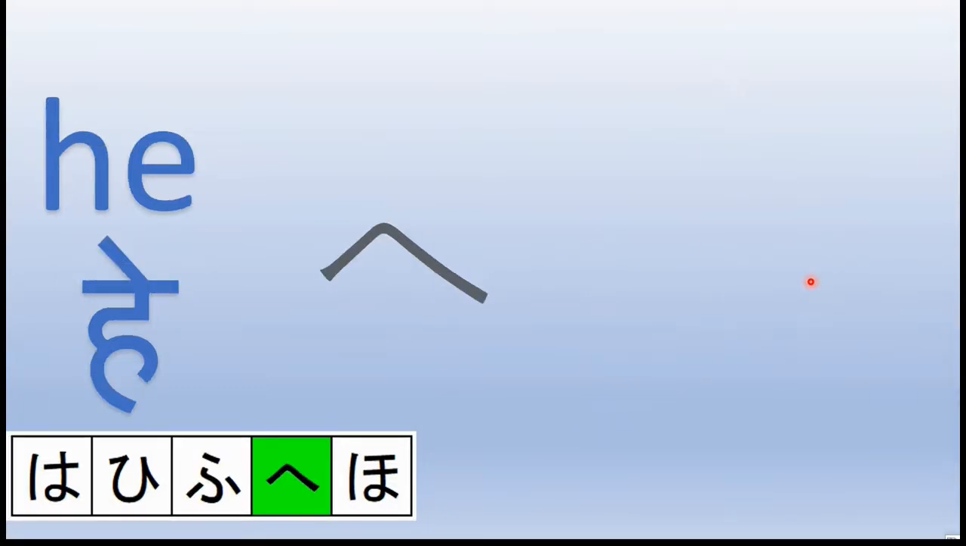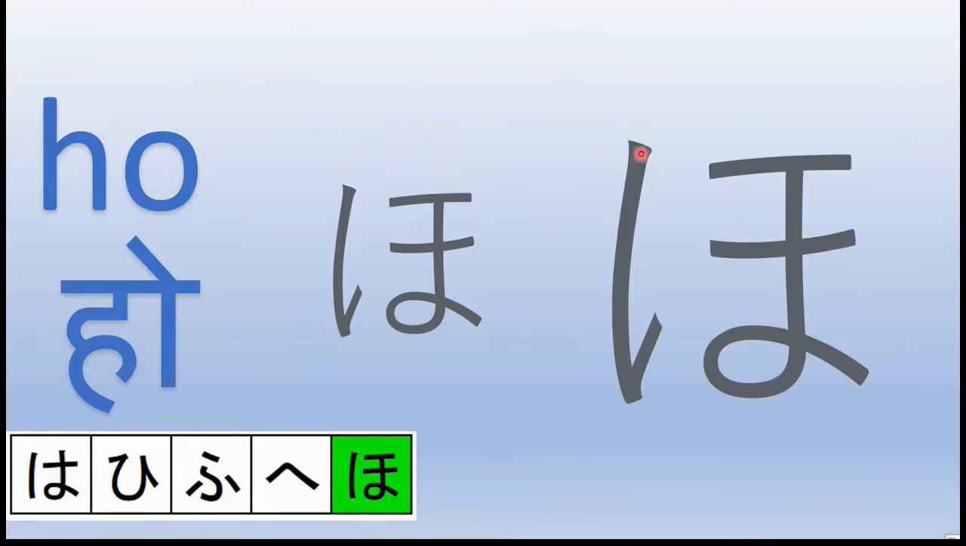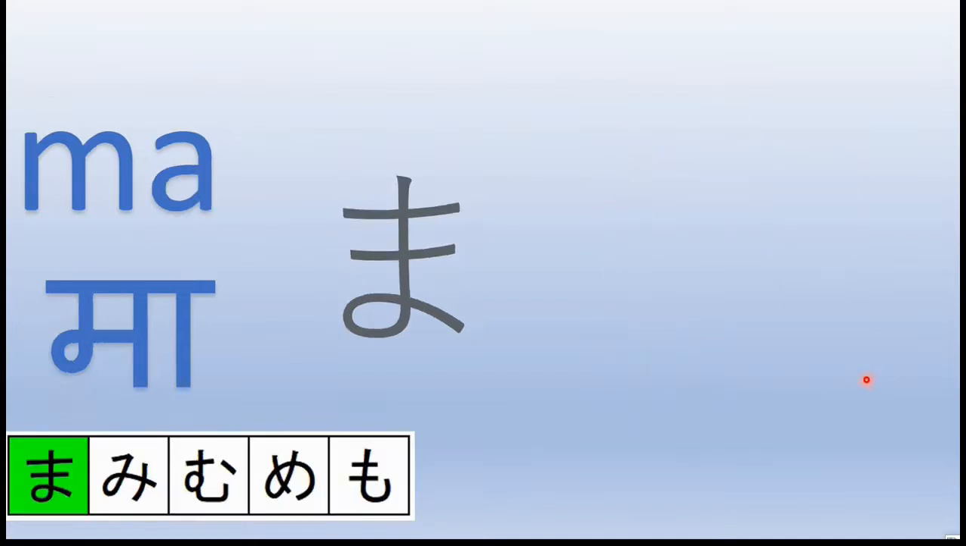Then the fourth letter in this series, in the line of ha hi fu he ho, is the he sound, and this is also written in a single stroke like this. Then we have the last sound of this line, ho, and it is written like this. First, this vertical, and like this. And then we have the second stroke, a horizontal one, third stroke, another horizontal one, and fourth stroke will be this one. So in this way, ho will be written.